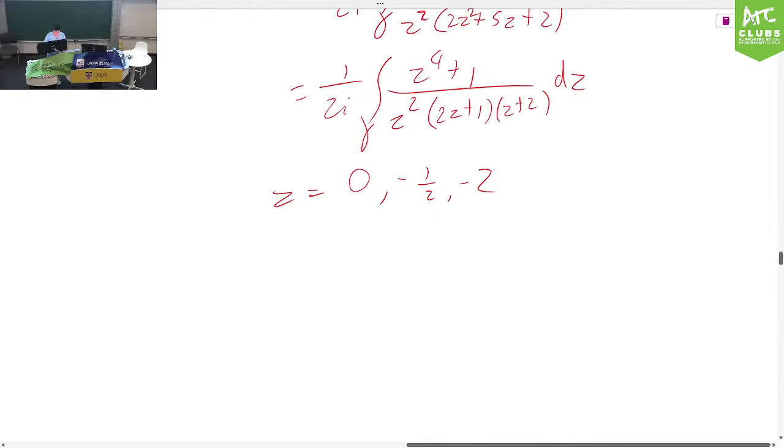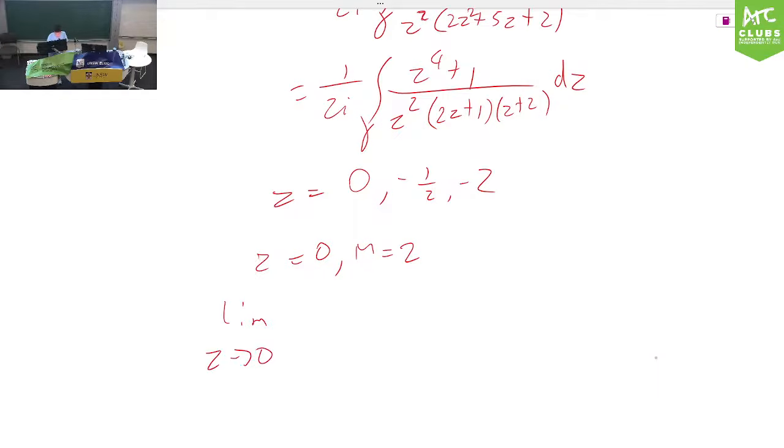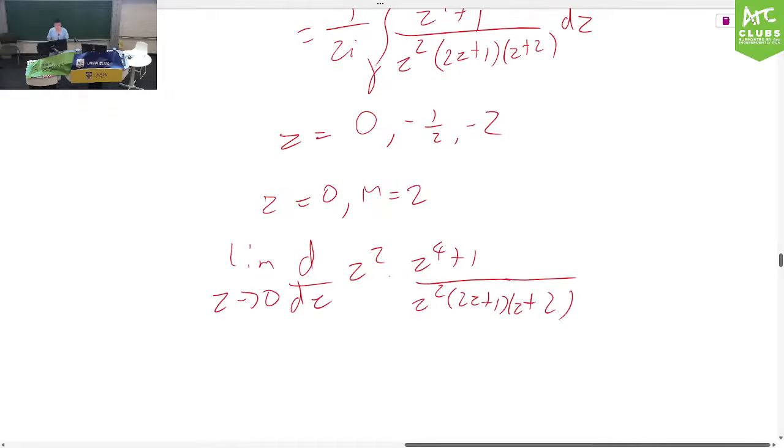When z equals 0, I said m represents the pole, and m was equal to 2. So what we need to do is take the limit as z approaches 0 of the derivative of z squared times this whole thing, with 2z plus 1 and z plus 2. So first multiply by z squared to get rid of the pole, differentiate it, and then sub it in.